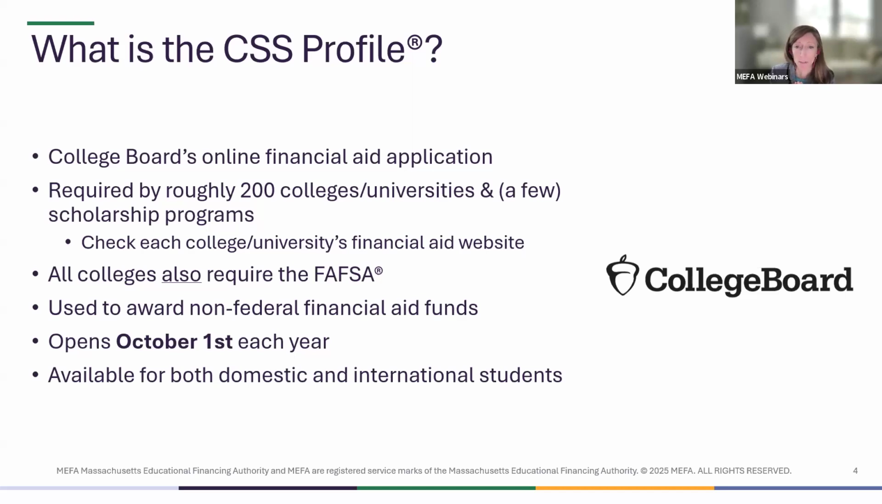The CSS Profile opens October 1st every year. That's tomorrow, but it looks like it's open today, and the FAFSA is also open. So after this webinar, if you want to get a jump start on your financial aid application process, it looks like you're able to start filling both of those out. But officially, both financial aid applications open tomorrow. And a little bit different with the CSS Profile is that it is used to award financial aid to both domestic students and international students.